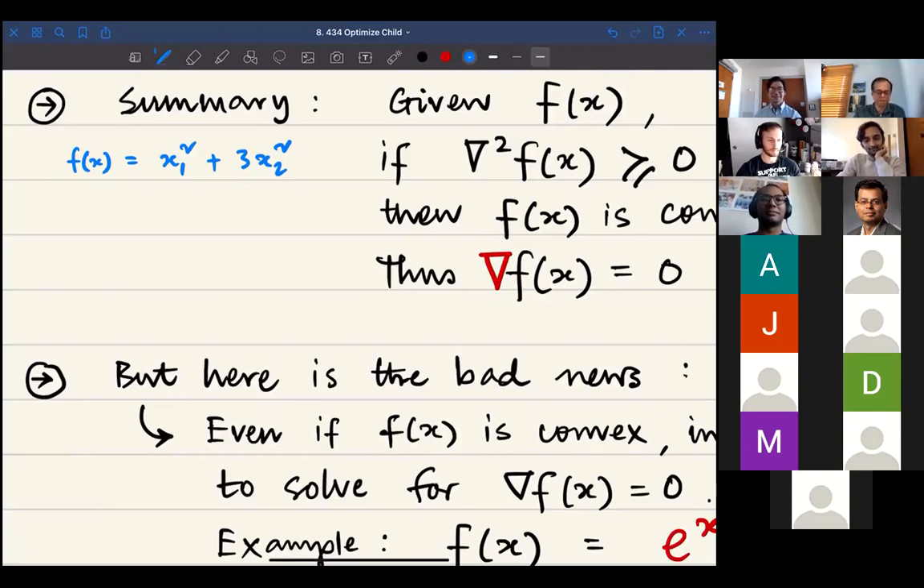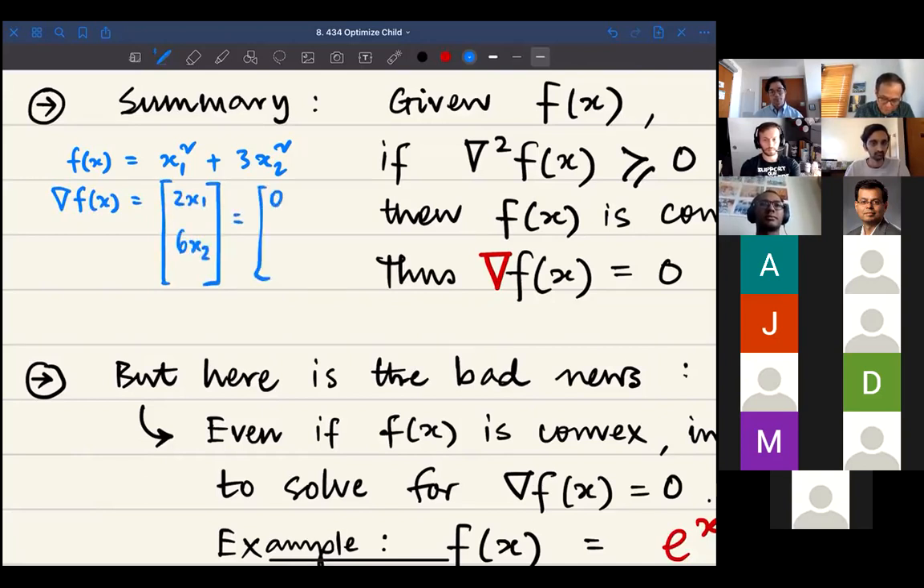Okay, so f(x) equals x1 square plus 3 x2 square. What is del f(x)? Someone quickly? It's a vector: 2 x1 and then 6 x2. You equate that to 0, which tells you the solution.